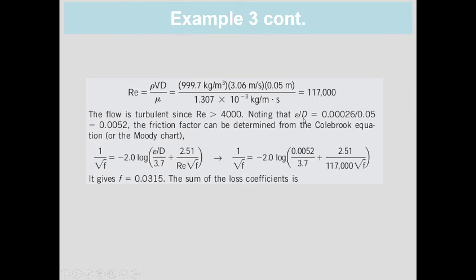And then noting epsilon over D, epsilon is also given, equal to 0.0026, and D is 0.05. So the relative roughness is 0.0052. Using these two pieces of information, there is another alternative way if you don't want to use the Moody diagram, but it is much more difficult to calculate using this equation. I suggest to my students to just use the Moody diagram to solve questions about turbulent flow and get the f.